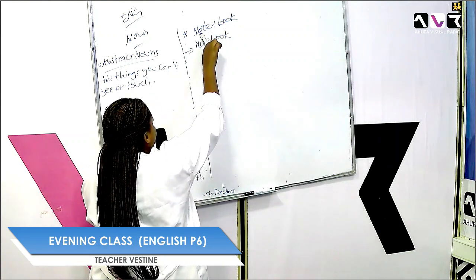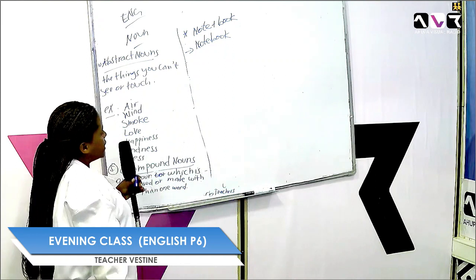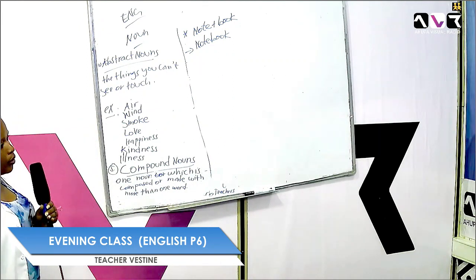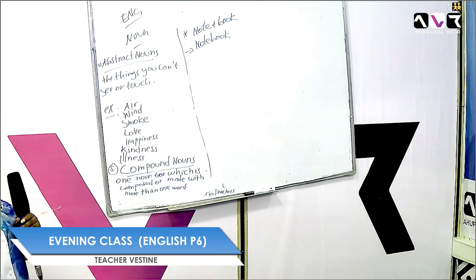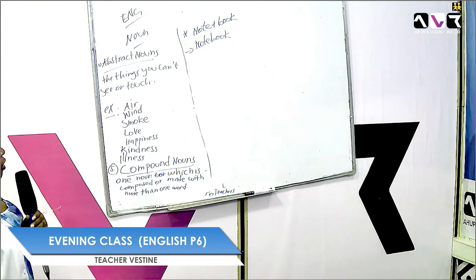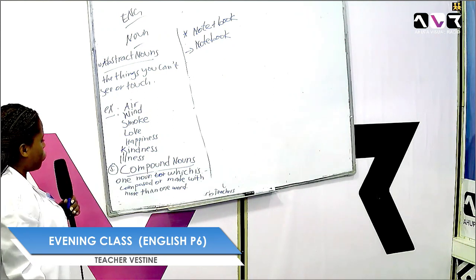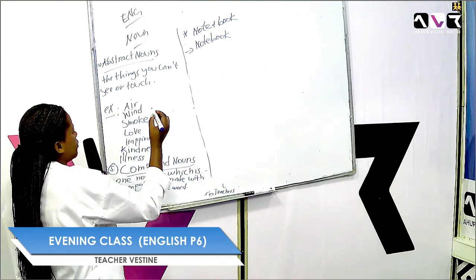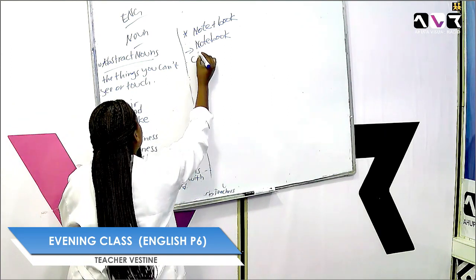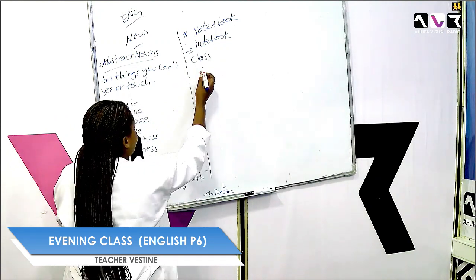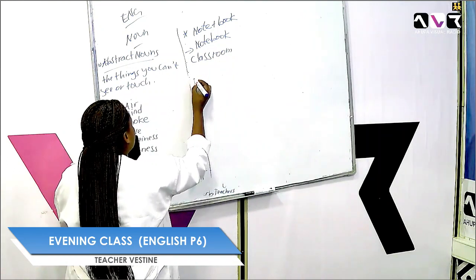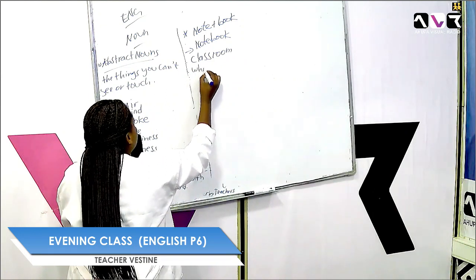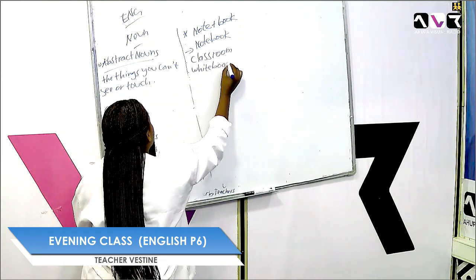Note is a word by itself, and it has its meaning. And book is another word, which has its own meaning. When I take two words and I put them together, they form one compound noun, which is notebook. Consider classroom. It is made with class and room. Consider also whiteboard. You have white as a color and a board.